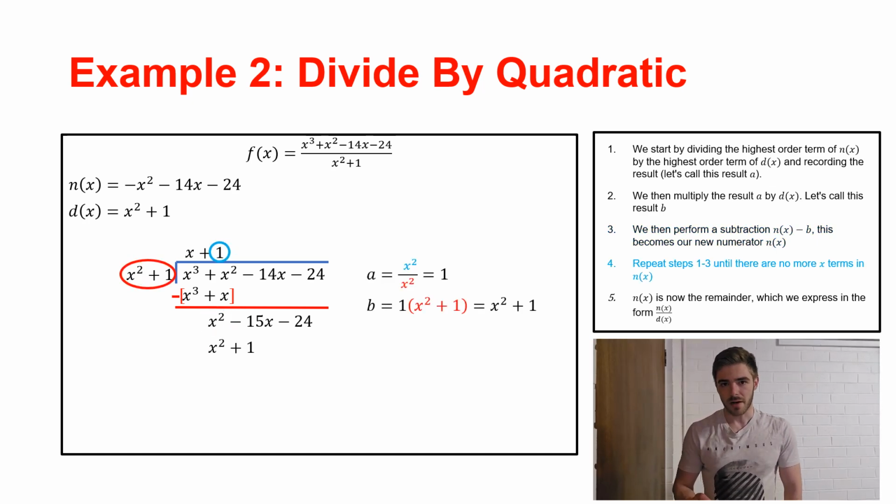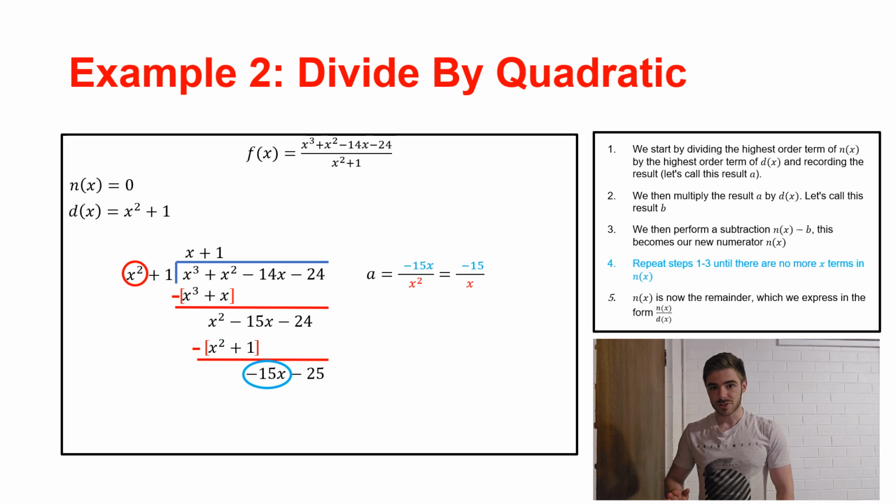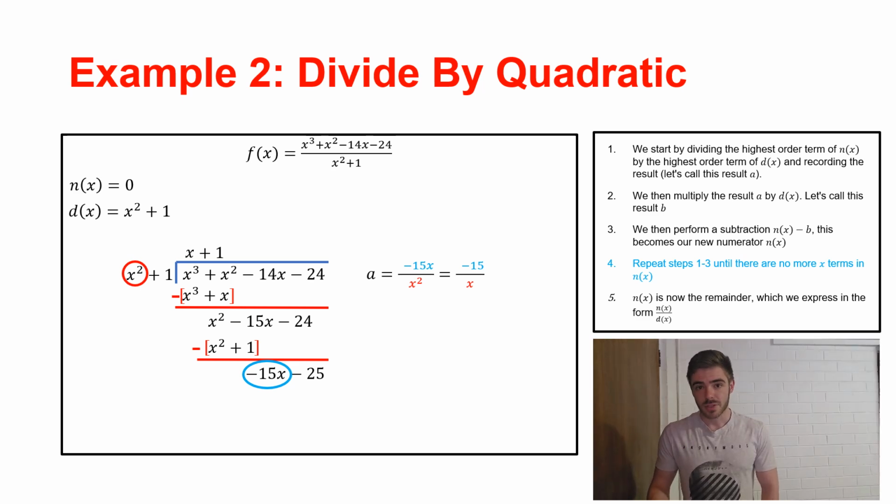The issue comes about when we loop it for the second time, in which case we're going to have negative 15x divided by x squared, giving us negative 15 over x. The problem is that division by x. We're not allowed to have any divisions in our quotient. This is yet another criteria for you to be able to determine when to stop doing the polynomial division. So what do we do with the remaining term? Well, that term is considered the remainder.